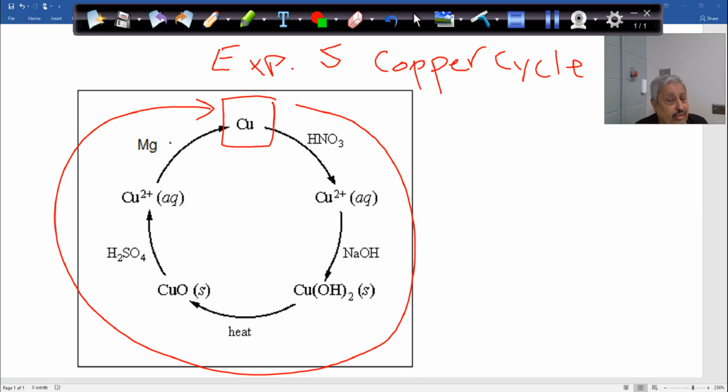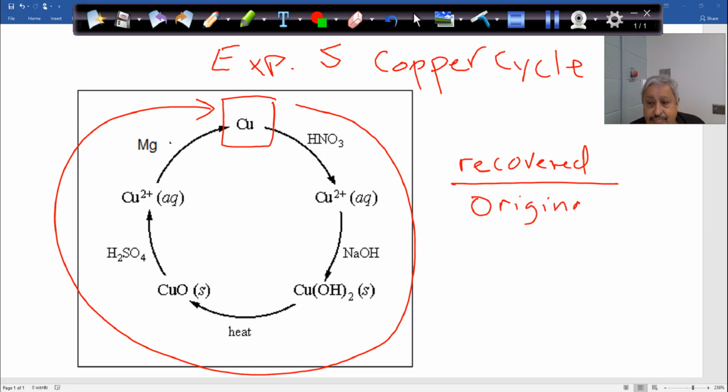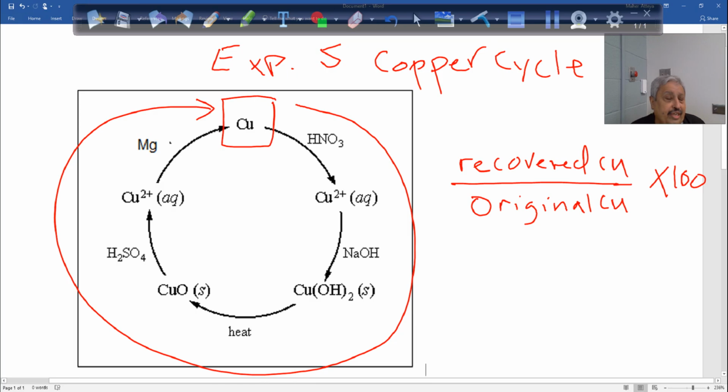So the amount of how much we have recovered, divided by what's the original one you started with, and multiply by 100%. So that will give you how good your experiment is. Higher recovery, say 70 and above percentage, that's good. If you got a lower percentage, you have lost some of the copper somewhere in the process. Filtration, chemical reaction, dissolving, all this stuff is very important. And that's what this experiment is all about.